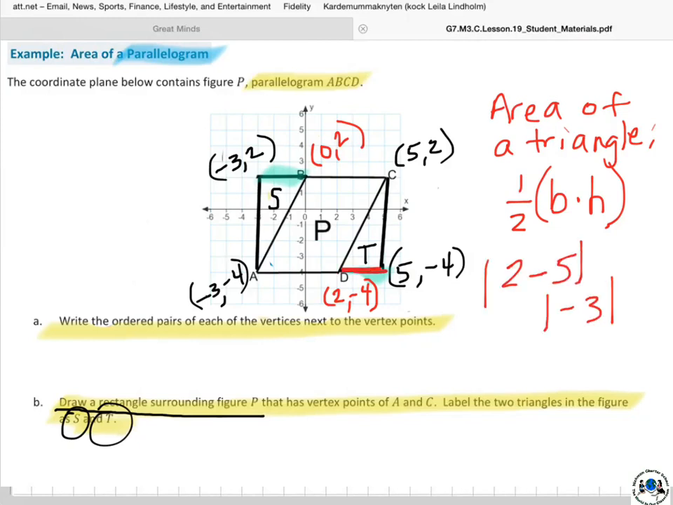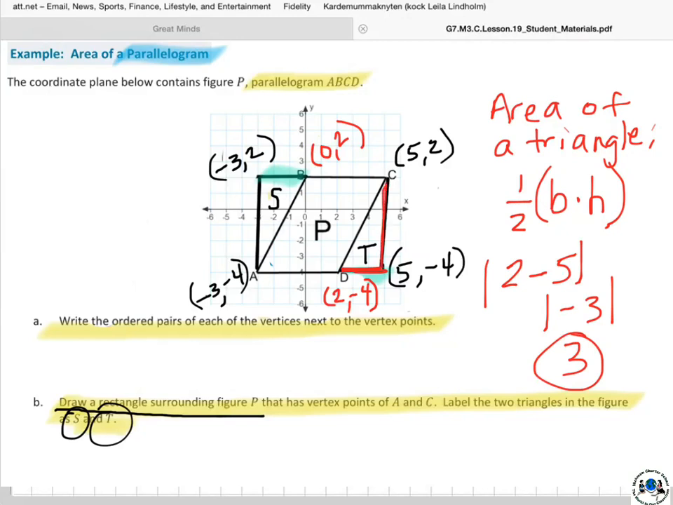Let's figure out the base first. We're working with triangle T, and we'll only work with triangle T now because we know triangle S is going to be equivalent. We figured out the length of the base: I took the two x values, which were 2 and 5, and the absolute value of 2 minus 5 is the absolute value of negative 3, which is, of course, 3. It would have worked the opposite way too: the absolute value of 5 minus 2 would have been the absolute value of 3, which is 3 as well.